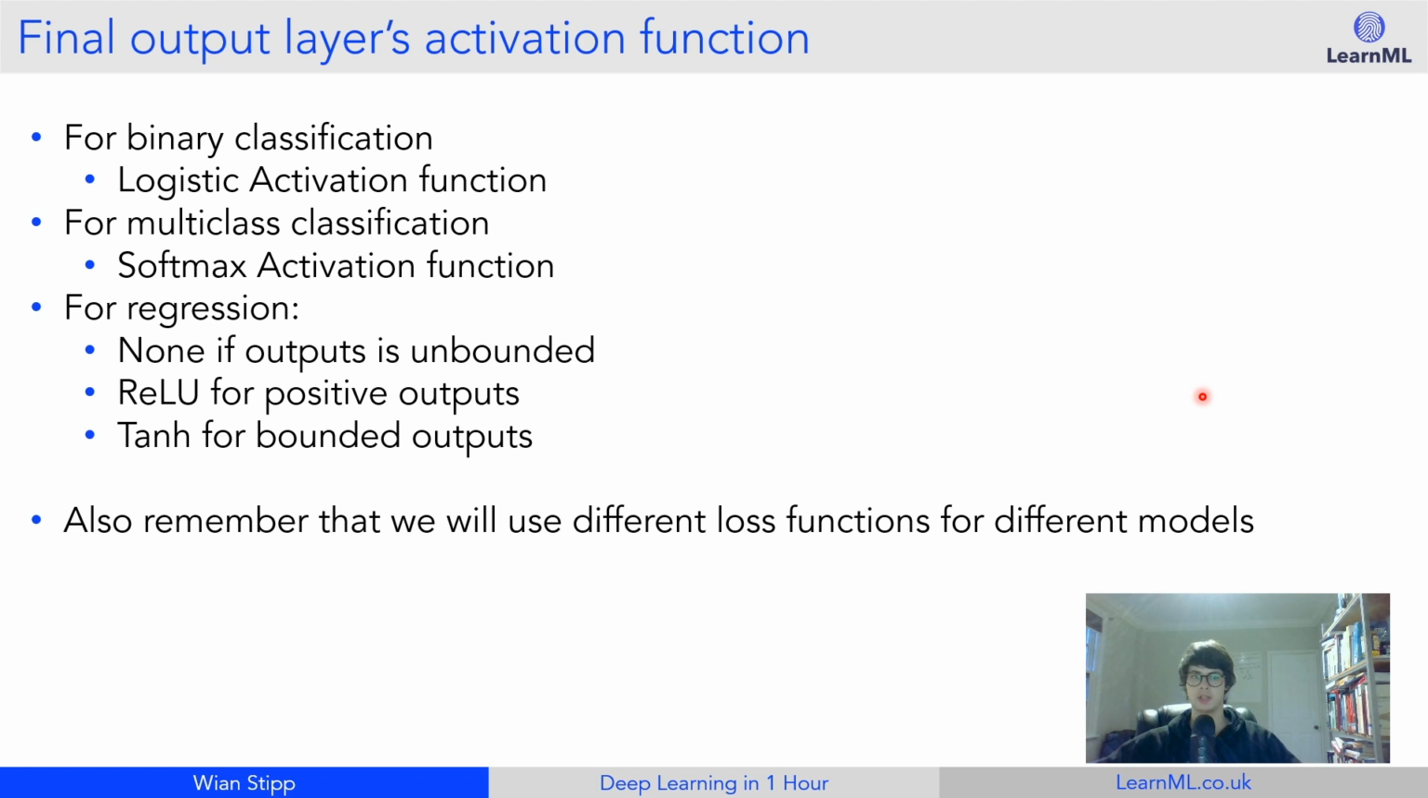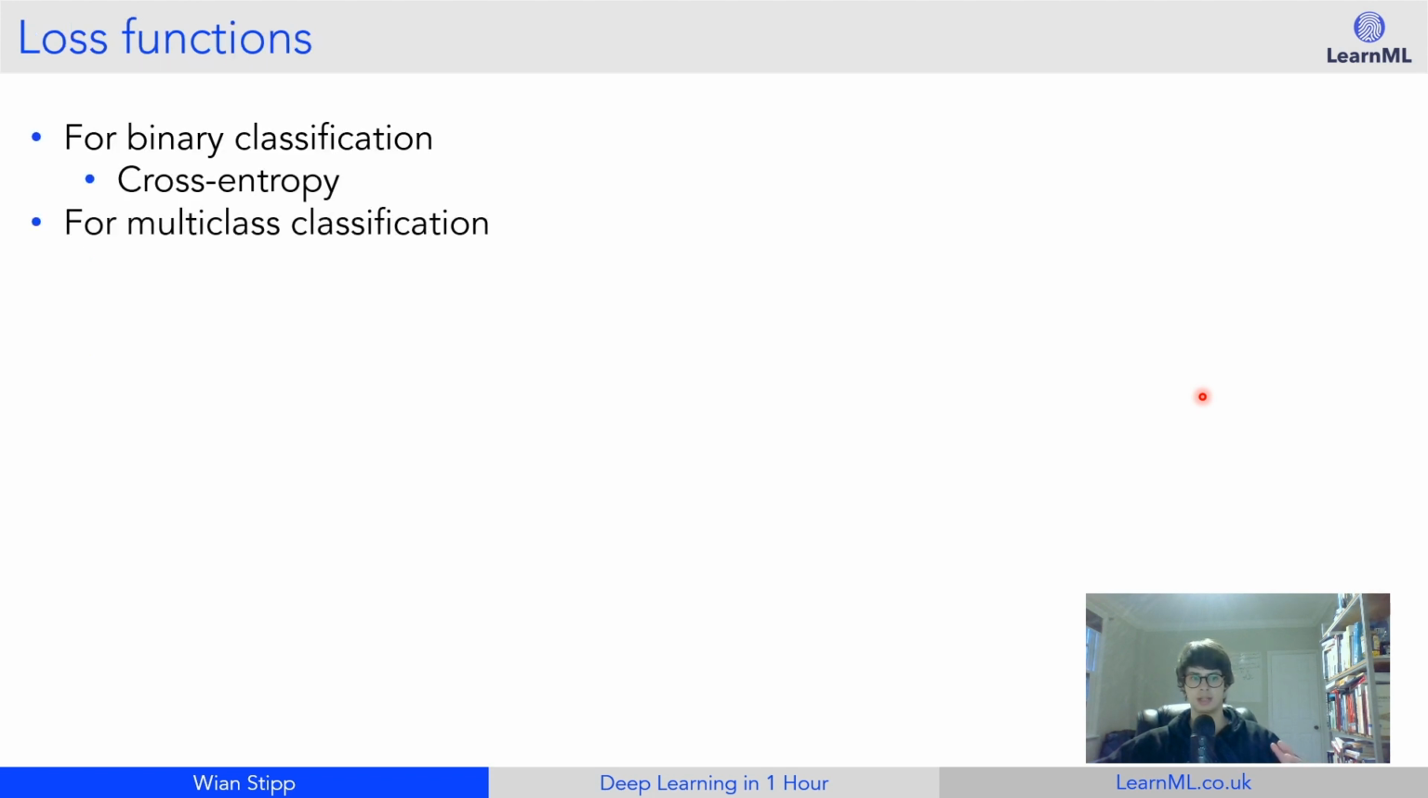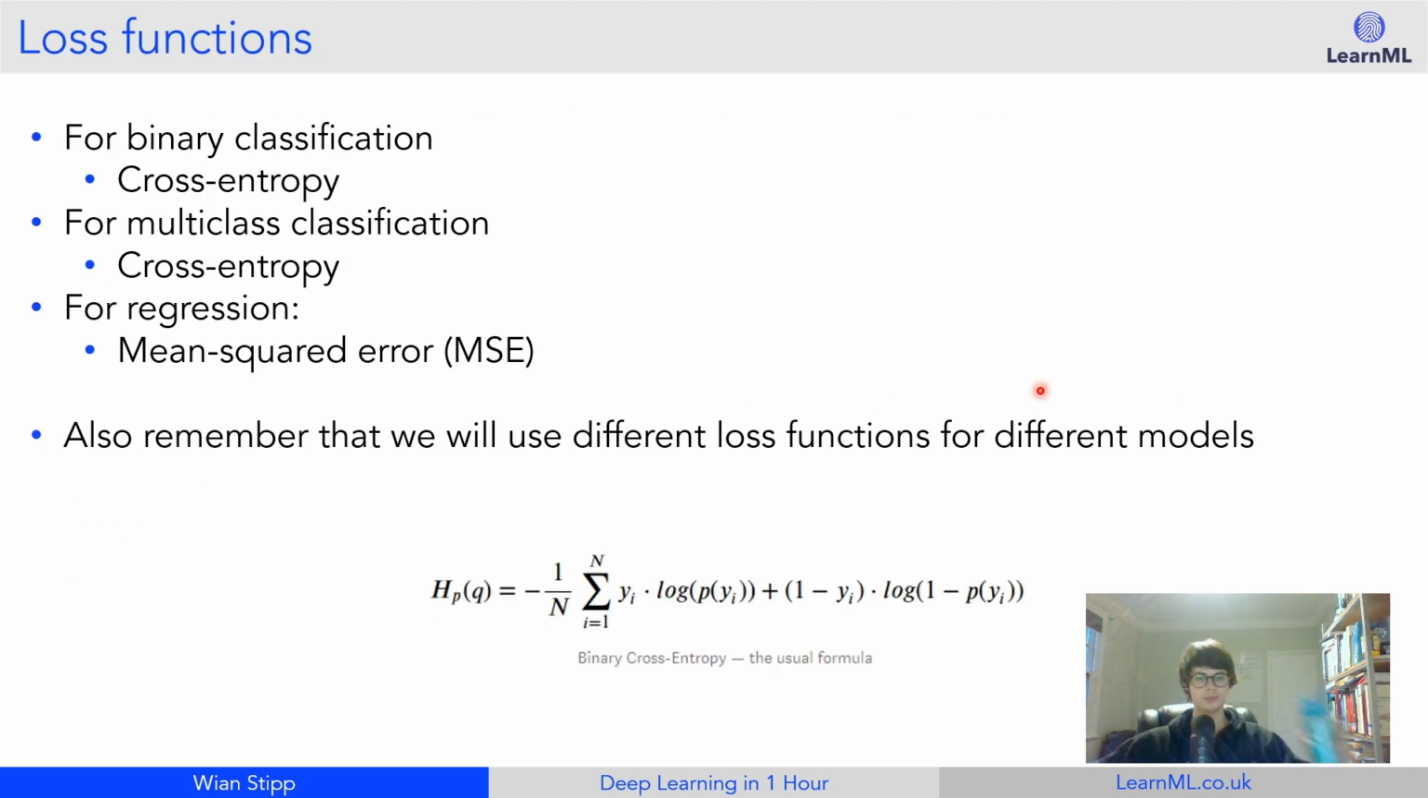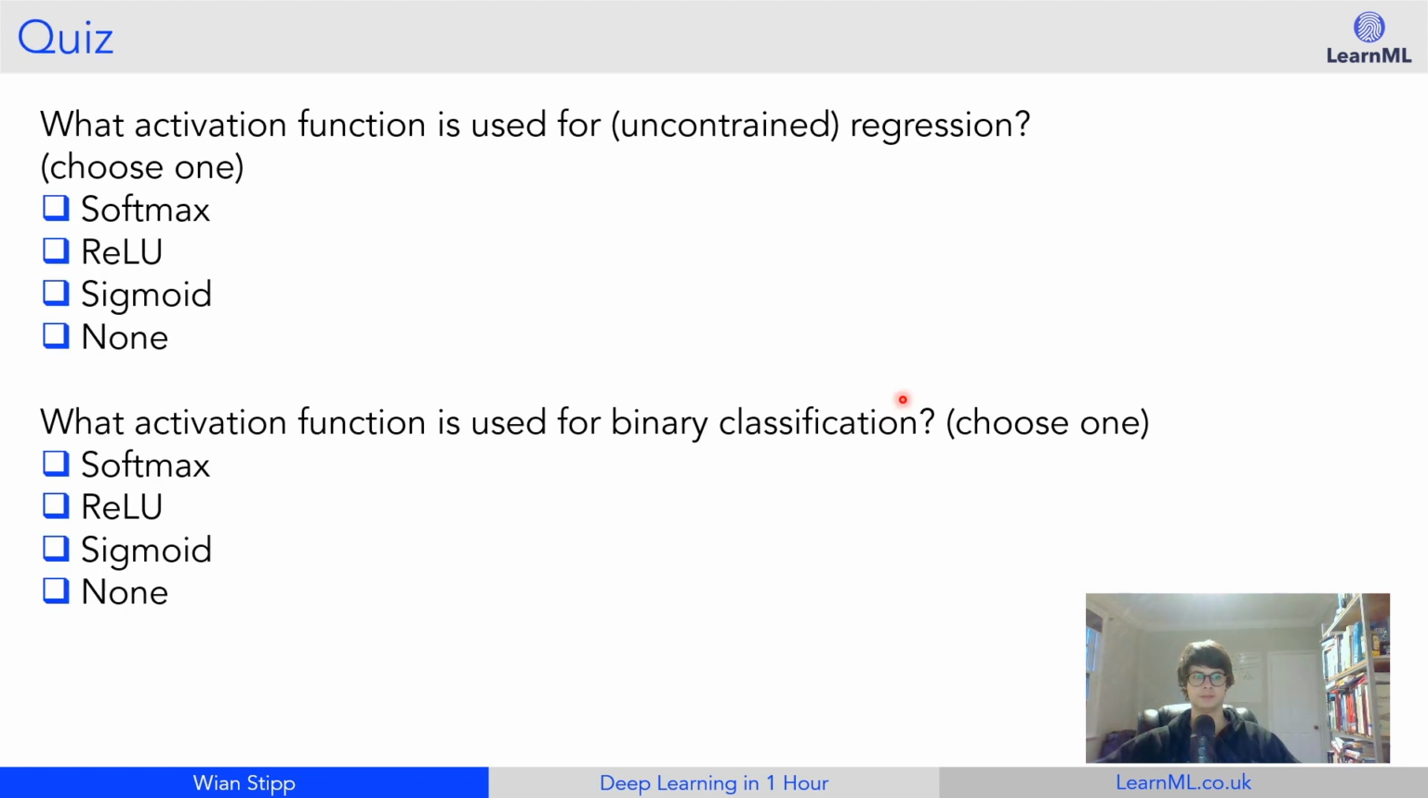And we also use different loss functions for different models. So cross entropy is used for multi-class and binary classification. And for regression, we use mean squared error. If you're interested in cross entropy, there's a video where we derive the maximum likelihood estimator for the Tobit model. If you're interested, I'd recommend you have a look at that video. This is the sort of cross entropy formula that you may be familiar with. Okay, and again, pause and answer in your own time.